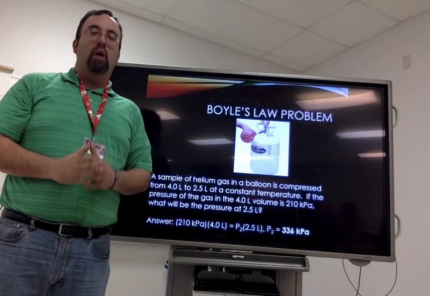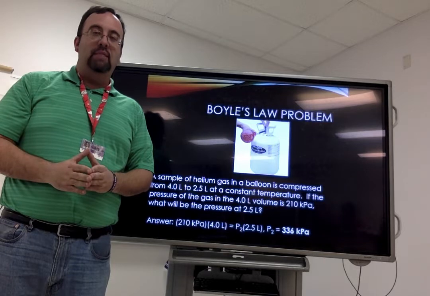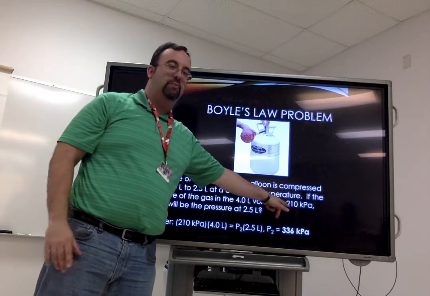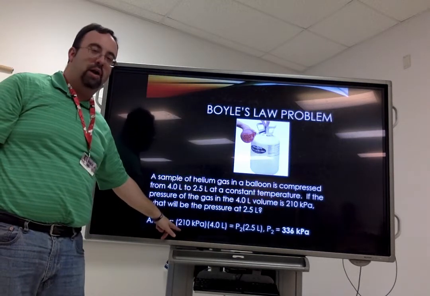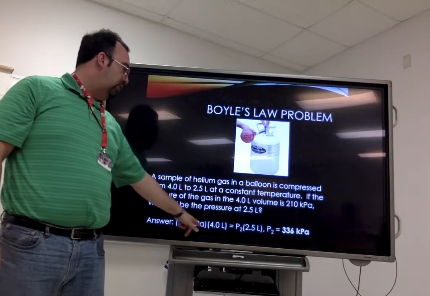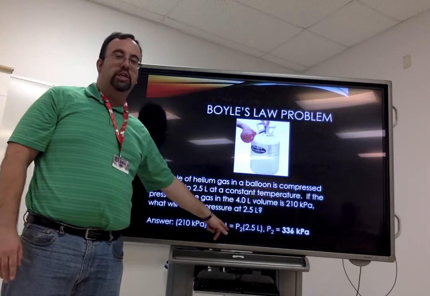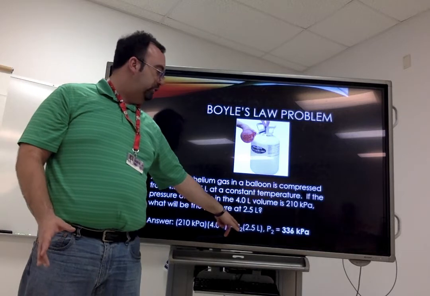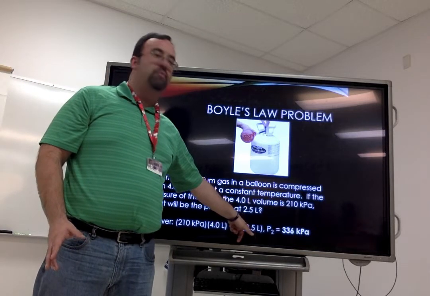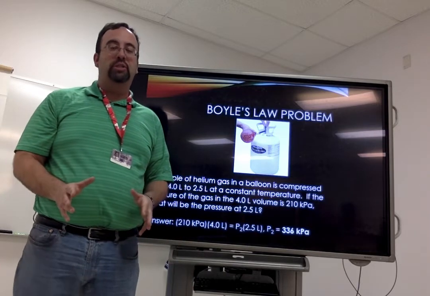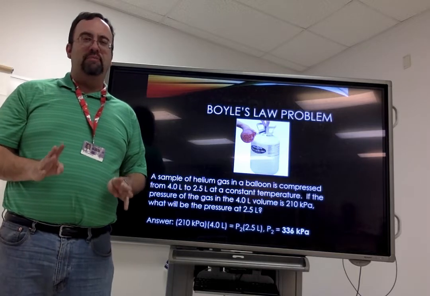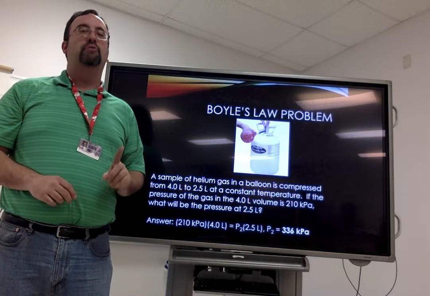What we're going to do is plug in what we know. We're told that our initial pressure is 210 kilopascals, so this becomes our P1. We know that our initial volume was 4.0 liters, so that's our V1. This is going to equal our new pressure, which is P2, times our new volume, which is 2.5 liters. So notice we have 4 different variables, and you'll be given 3 of the variables, and you'll be asked to solve for the 4th one.